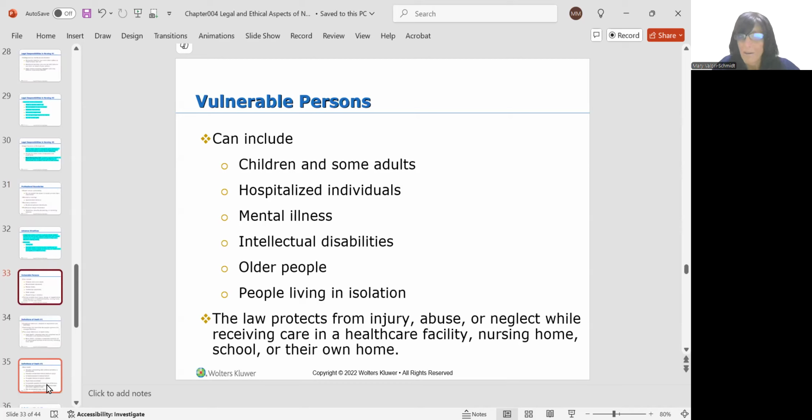Who's a vulnerable individual? Children, minors, adults, and it's usually older adults, people with cognitive impairments, hospitalized people, people with mental illness, intellectual disabilities, people living isolated lives. The law specifically protects vulnerable persons from harm. If you had a charge against you and were found guilty of doing something to a vulnerable person, you probably would not be able to get a license.